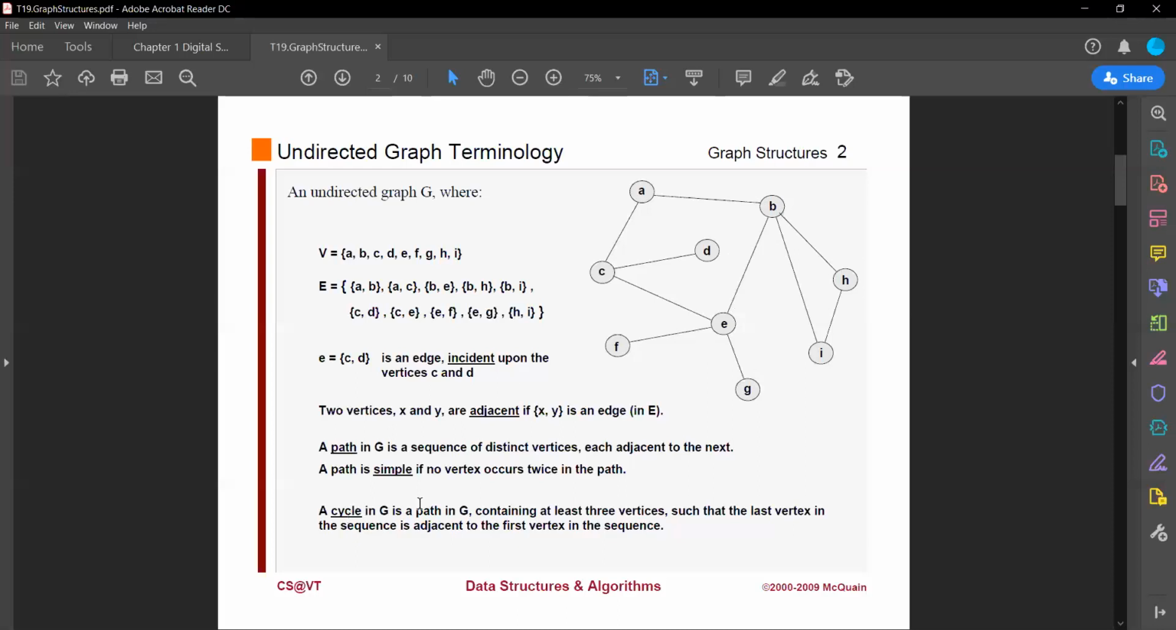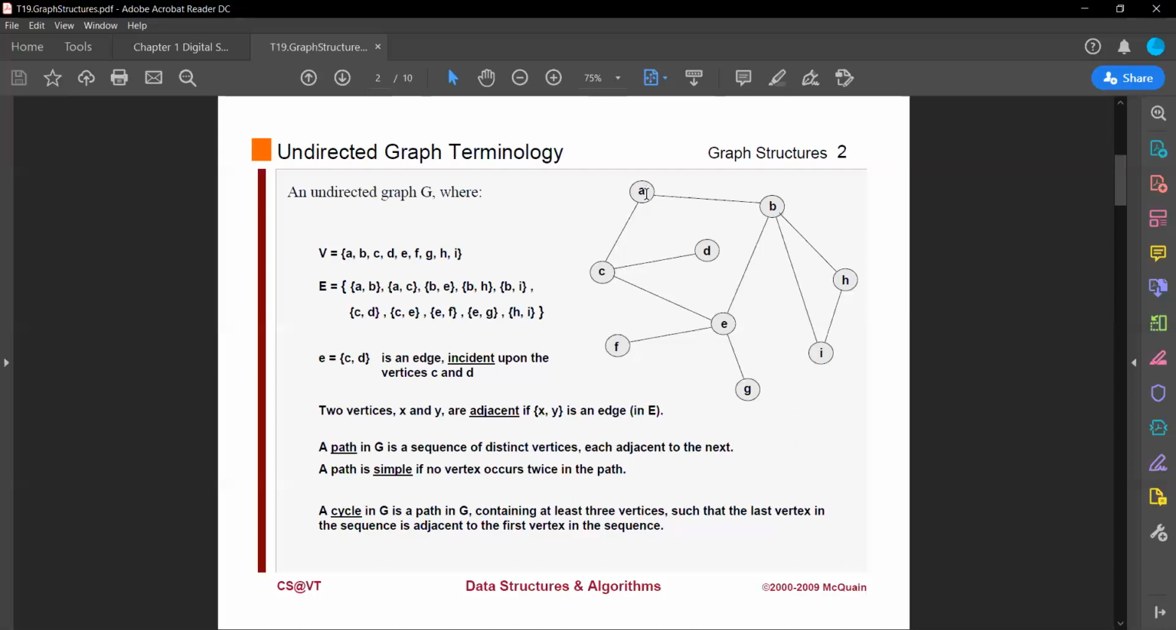A cycle in G is a path in G containing at least three vertices such that the last vertex in the sequence is adjacent to the first vertex in the sequence. So here we clearly see there are actually two cycles. The first cycle is A, B, E, C, and A.